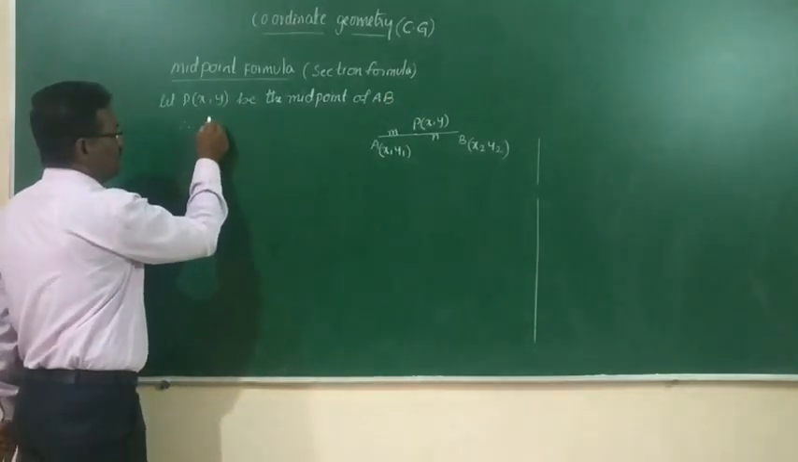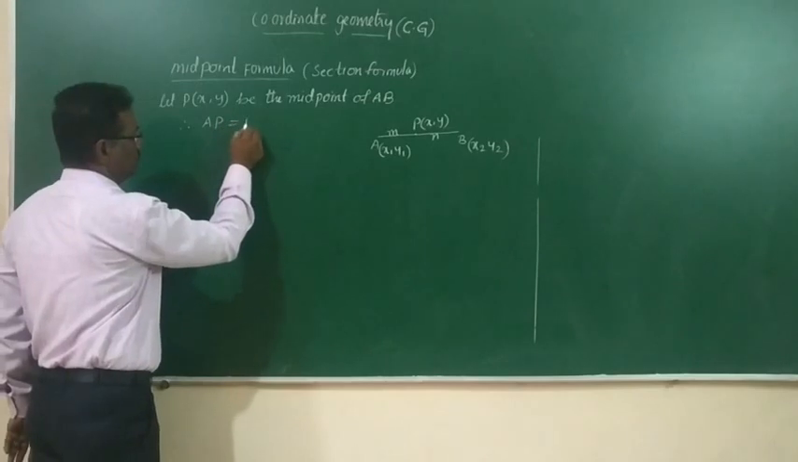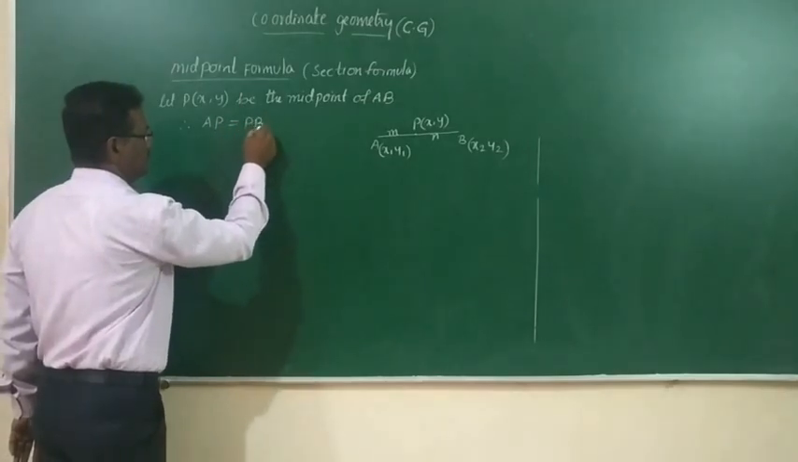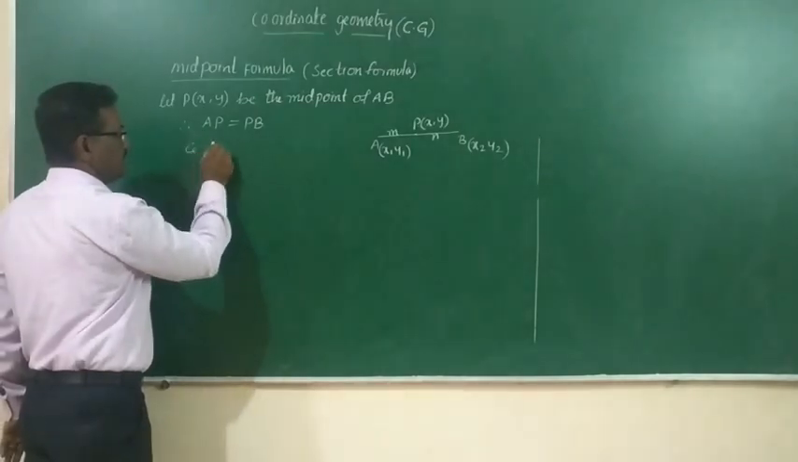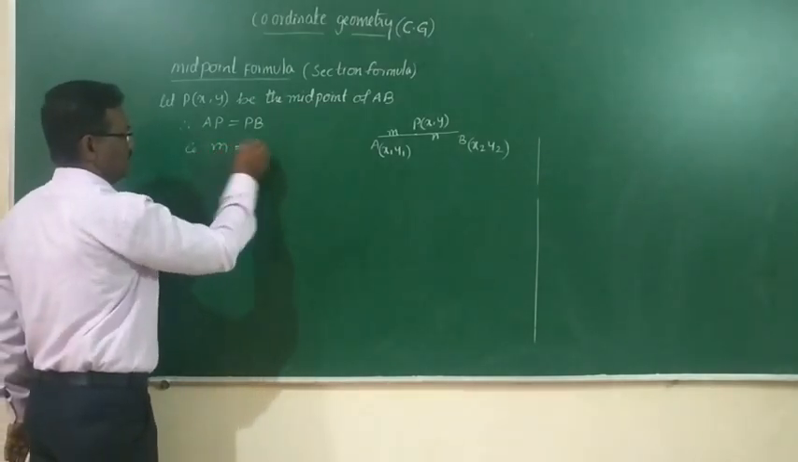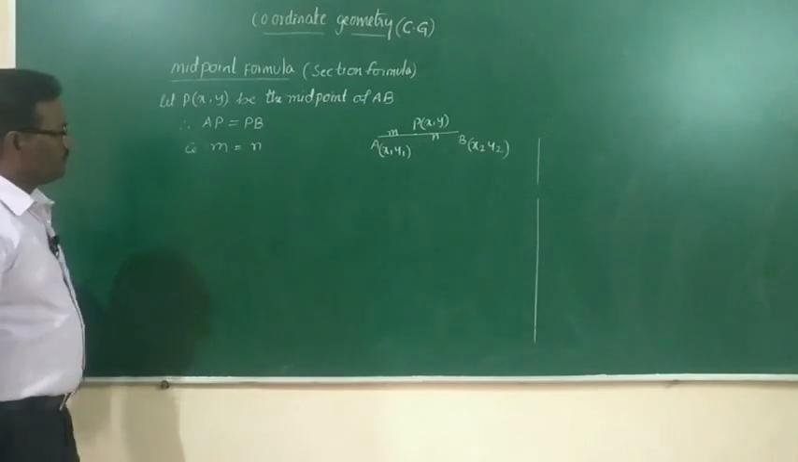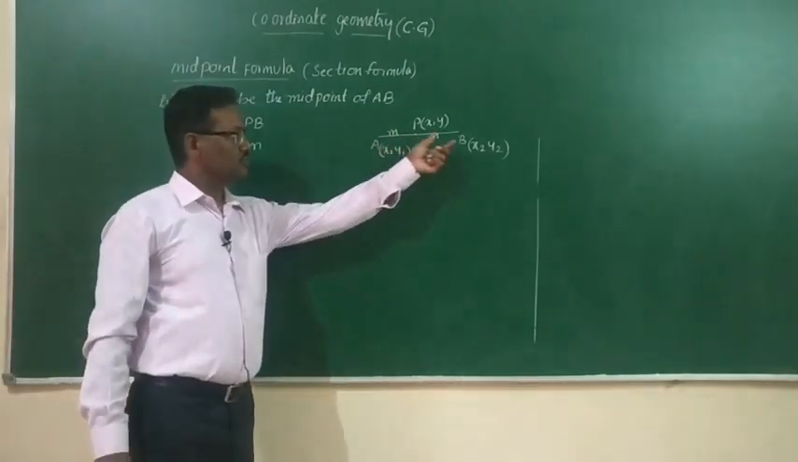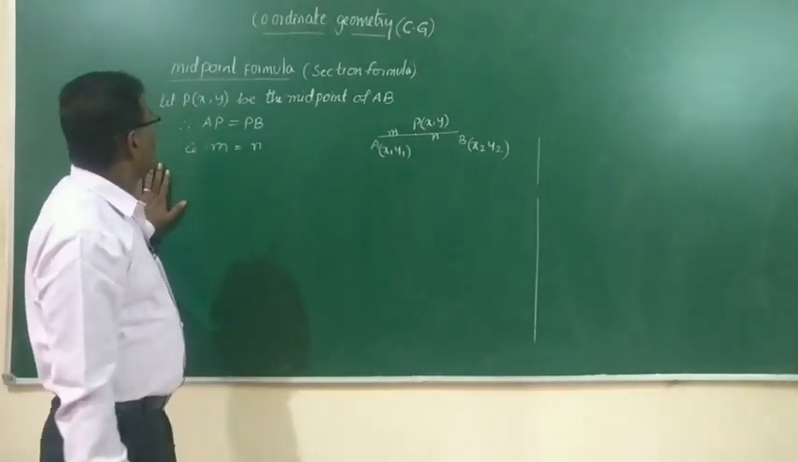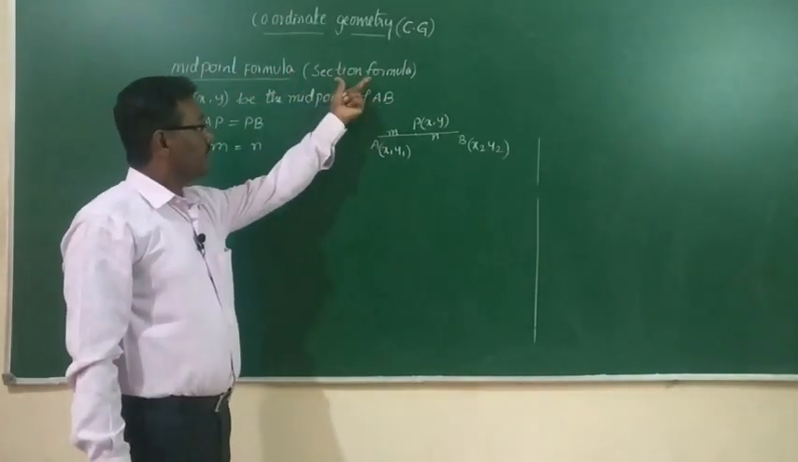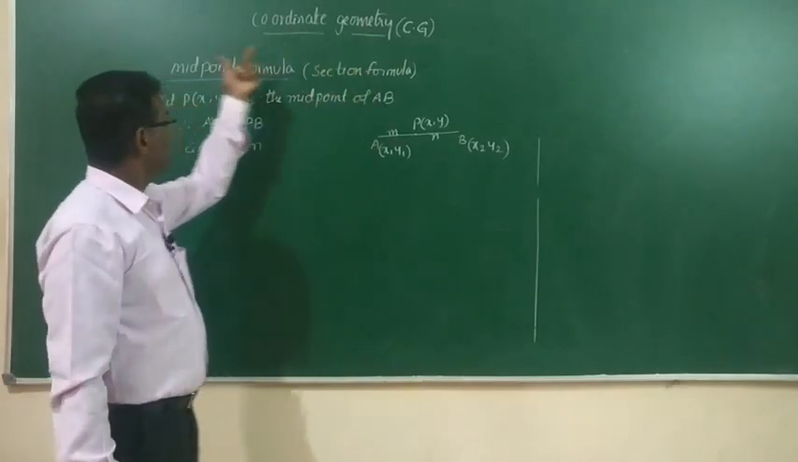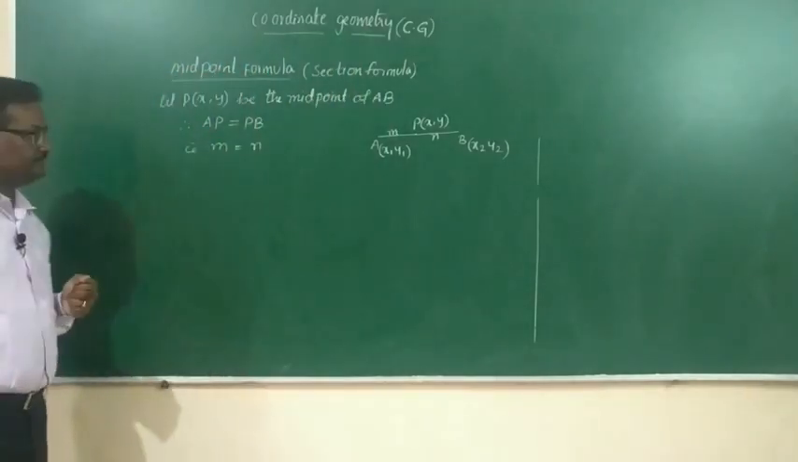Therefore, AP is equal to PB, that is, m is equal to n. Why have I mentioned section formula in the bracket? Here we can use the section formula for finding the midpoint formula.